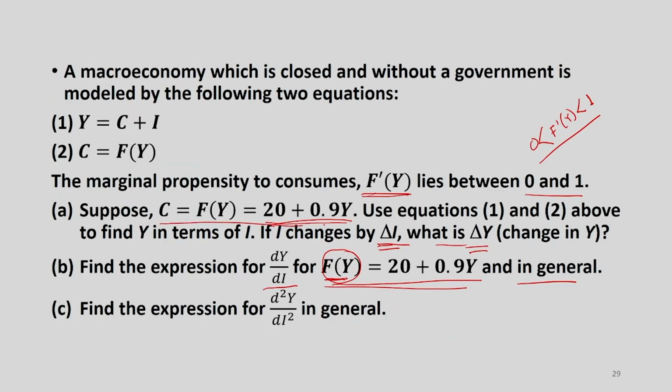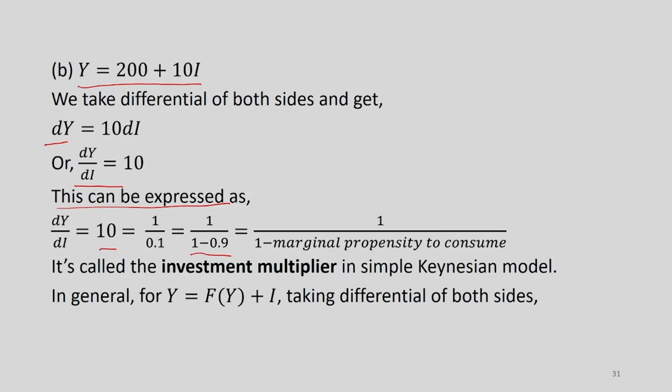If you have this consumption function, then 0.9 is equal to MPC, or marginal propensity to consume. So that is what we have written here: 1 minus 0.9 is equal to 1 minus the marginal propensity to consume. So dy/di is 1 divided by 1 minus marginal propensity to consume.